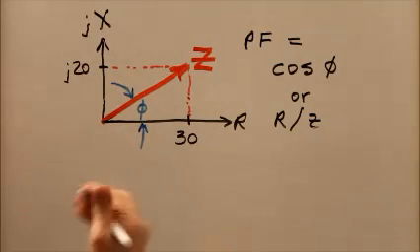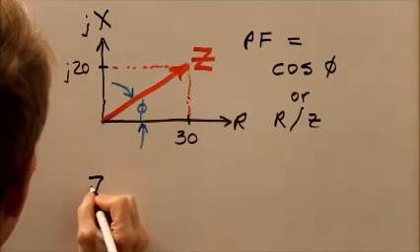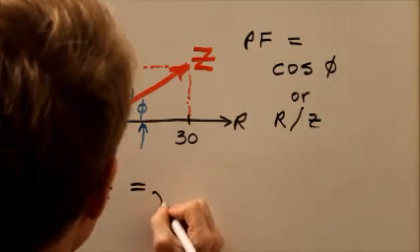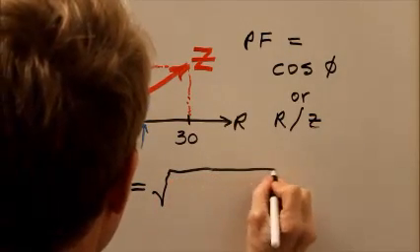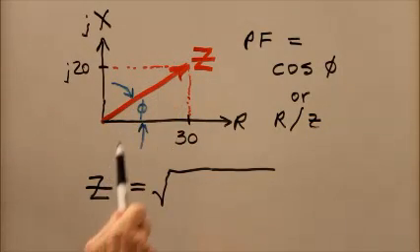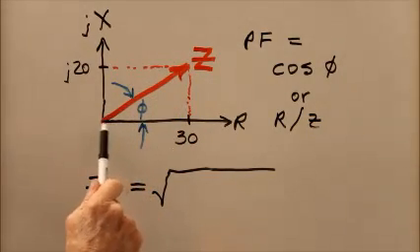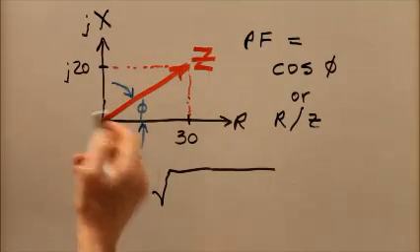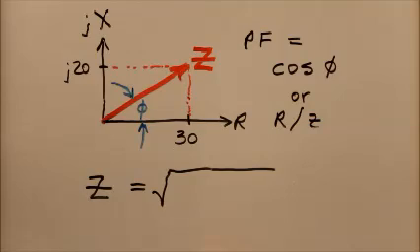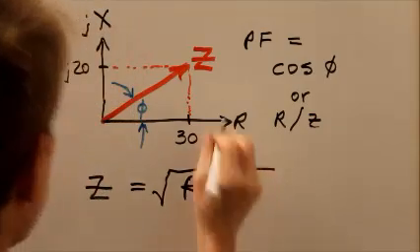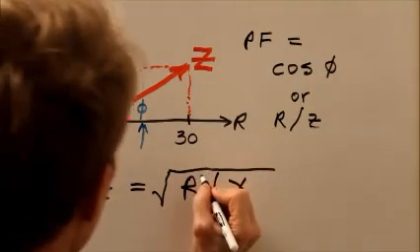We can calculate Z. If you remember your Pythagorean theorem from geometry class, we have a triangle here with Z as the hypotenuse, the long side. The base is 30, the height is 20. The length of the hypotenuse of a right triangle is equal to the square root of the base, in this case R, squared.